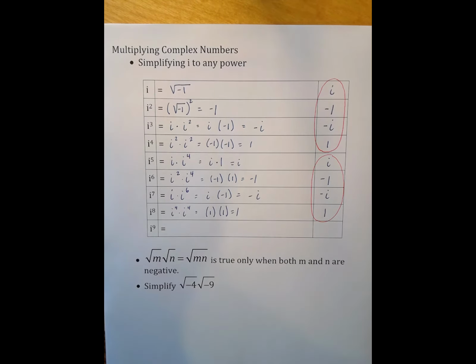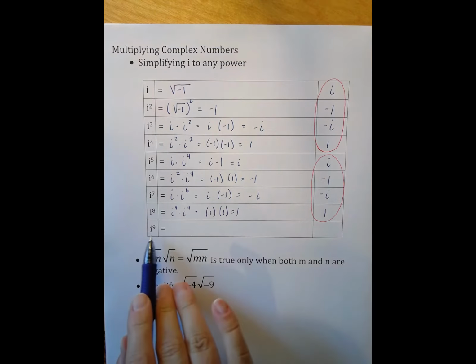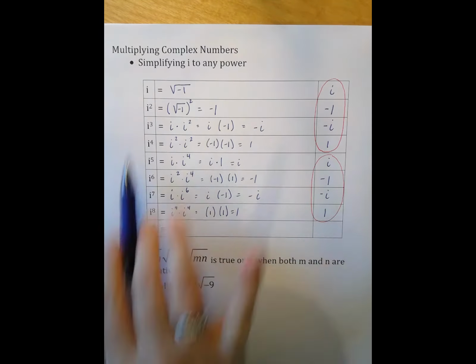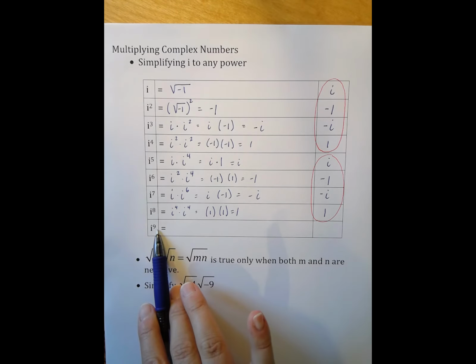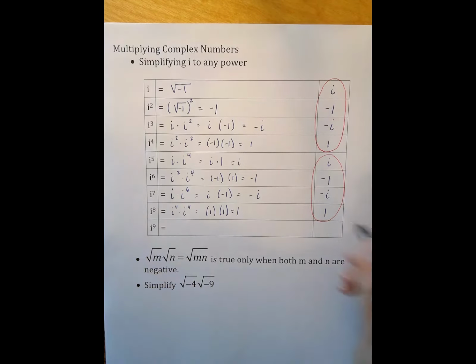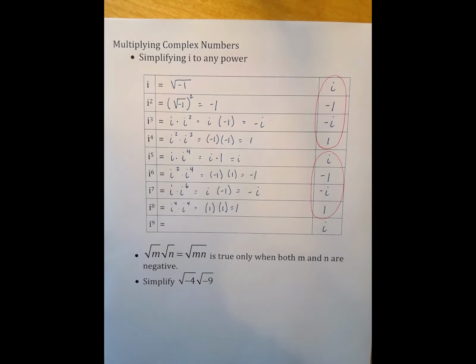And so every fourth time, I go back and start at the beginning of the pattern. Which means that instead of using all of this work that I've been doing here, I can simply say, well, i to the ninth is starting my pattern again. It's back to being i. So my answer is going to be i.